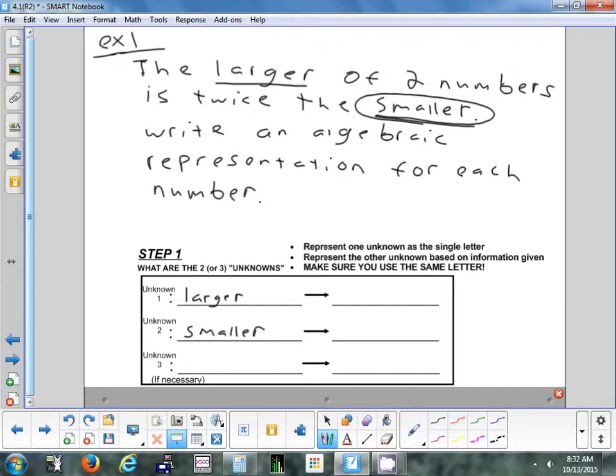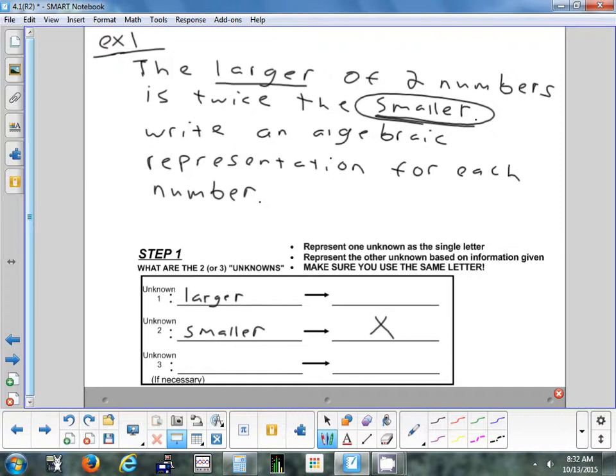Okay, so we identified the two unknowns. The one at the end of the sentence gets the single letter. Now we've got to represent the larger one. Can I pick a new letter, like, can I just use L? No. Make sure you use the same letter. So we're going to use X.